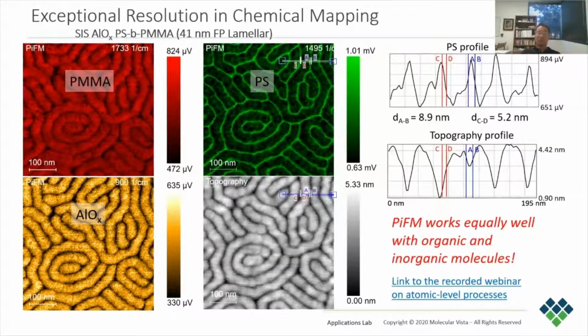Looking at the cross-section profile of the PS chemical map in green, we see that the PS block now measures about 9 nanometers in width, shrunk from 21 nanometers in the pre-SIS sample. The 10% to 90% transition for the PS block now shows about 5 nanometers, which demonstrates the exceptional spatial resolution of PiFM chemical maps. More on this application on directed self-assembly is provided in the link.